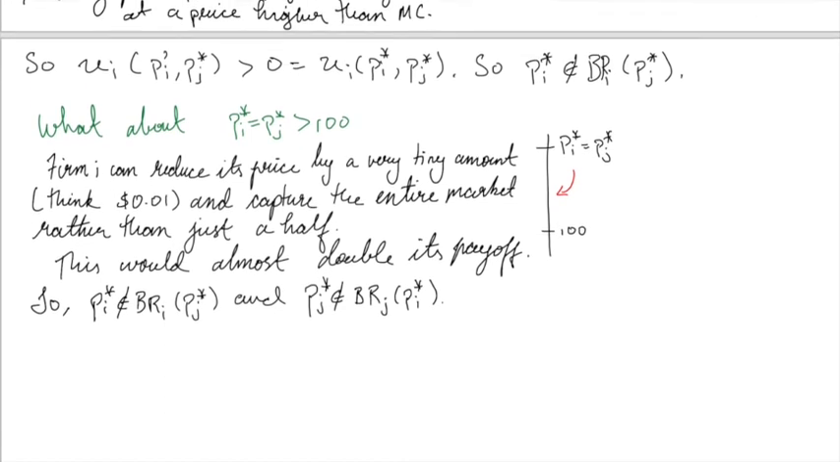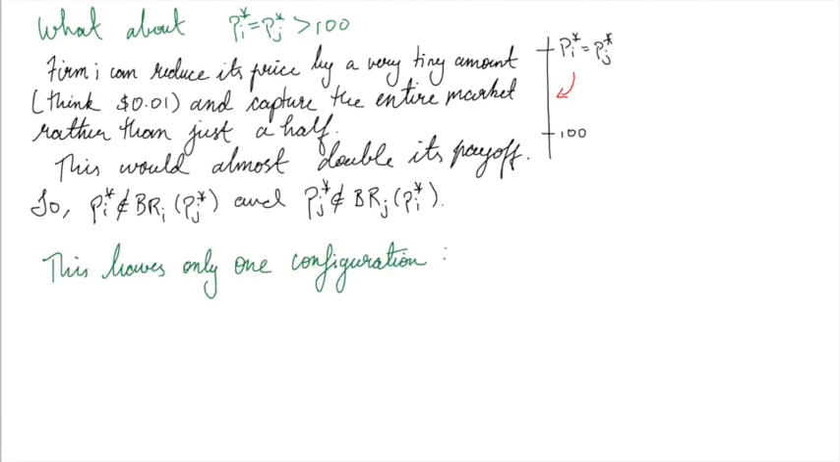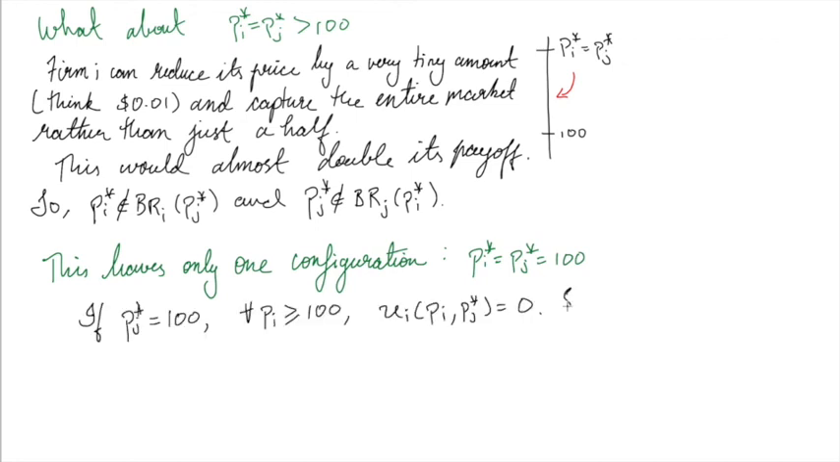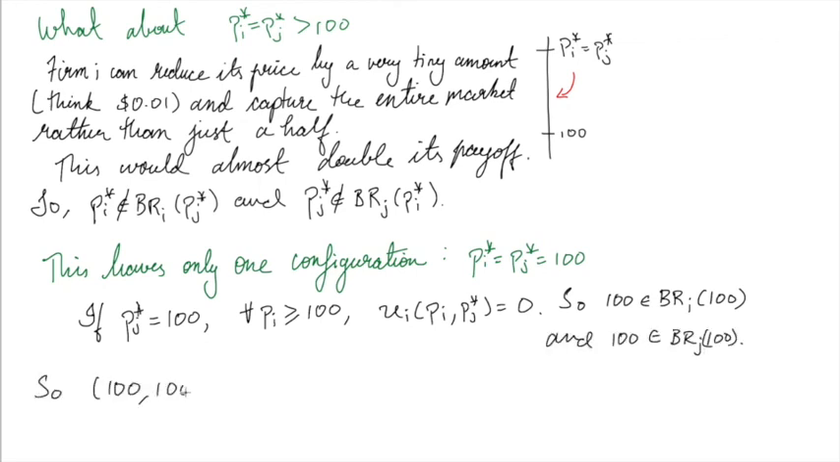That leaves only one possible configuration for the prices: both firms set the same price, and that price is equal to 100. Now let's check whether that's an equilibrium. If my opponent sets a price of 100, there's nothing I can do that's going to give me a positive payoff. Any price I set that's at 100 or greater is going to give me a payoff of 0. That means that 100 is a best response to 100. And by similar reasoning, 100 is the best response for J to 100. So we have that 100 is a Nash equilibrium. In fact, it's the only Nash equilibrium.